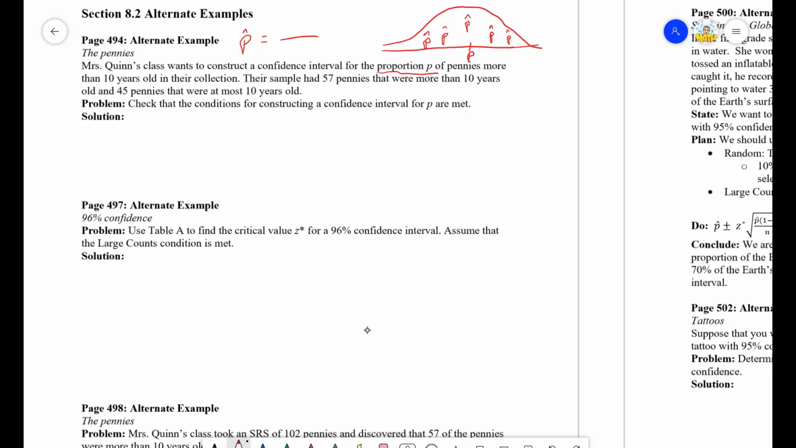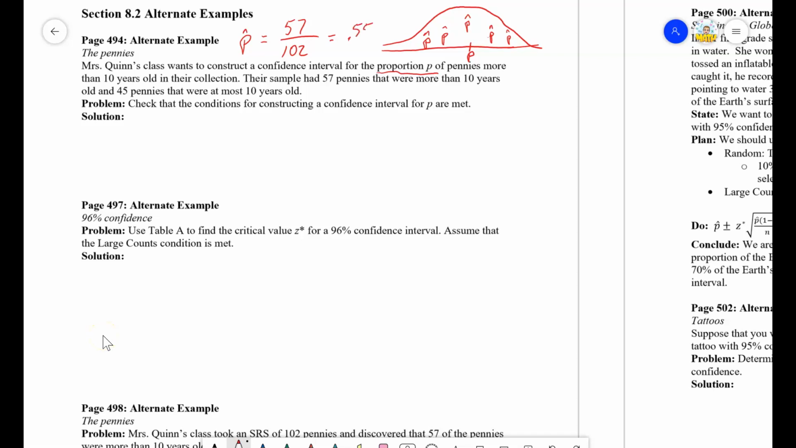Okay, so in this situation, what did they do to get this sample? They had 57 pennies that were more than 10 years old, and that's what we're looking for, the proportion of pennies that are more than 10 years old. Out of how many pennies? Well, there were 45 that were at most 10 years old. So 45 that were less than 10 years old and 57 that were more. So we add those two together to get their sample size. 57 and 45 means they had 102 pennies. So I'll get a decimal approximation of that, and we get 0.5588.